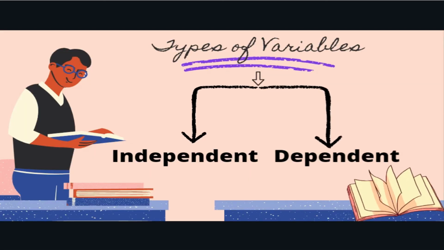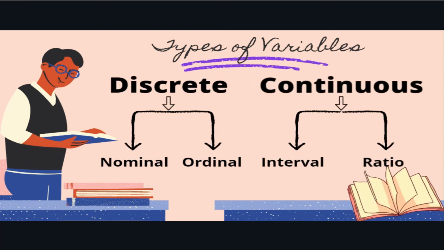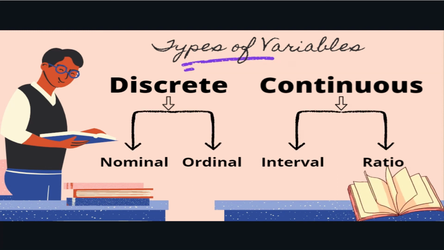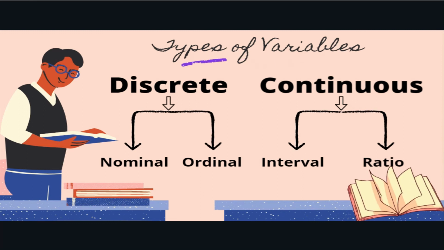So to review our discussion, we have different types of variables. We have the independent variable and the dependent variable. The independent variable is the cause variable and the dependent variable is the outcome variable. Other types are discrete and continuous. Discrete is categorized into nominal and ordinal variables, while continuous is further categorized as either interval or ratio variables.